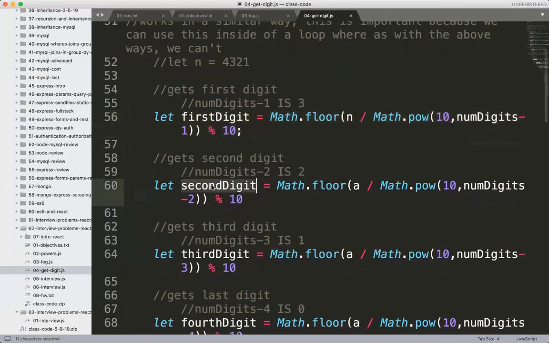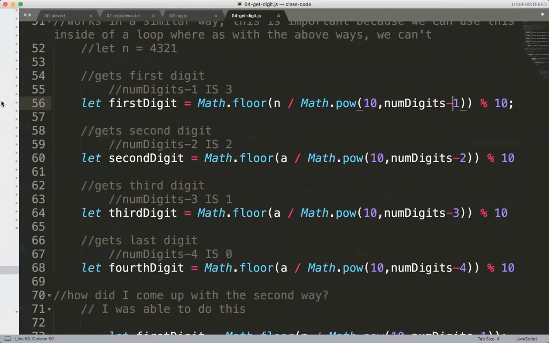And then over here, we have the second digit. It's the same thing, but instead of the minus 1, we're going to minus 2. And for the third digit, we're going to minus 3. And for the fourth digit, we're going to minus 4, right? But how do you come to this? How do you come to this conclusion right here?